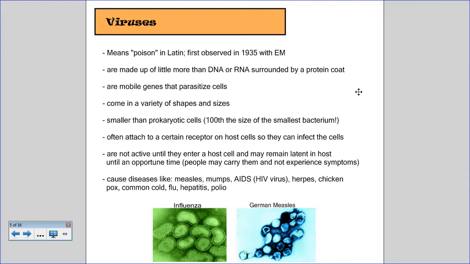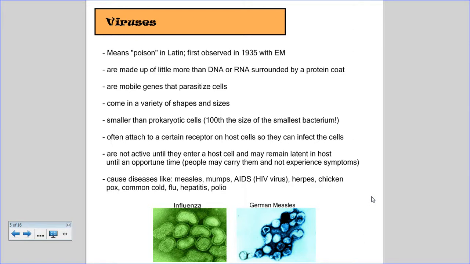They often attach to a certain receptor on hosts so they can infect the cells. And they're not active until they enter a host cell, and they may actually kind of hide in your cells or remain what we call latent in the host until an opportune time. So you may carry them around and not experience any symptoms. So you'd be a carrier, basically.